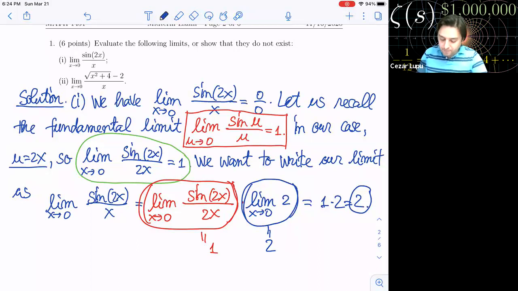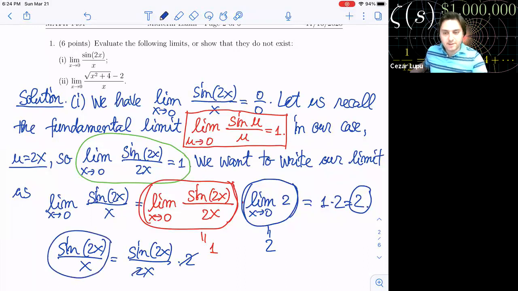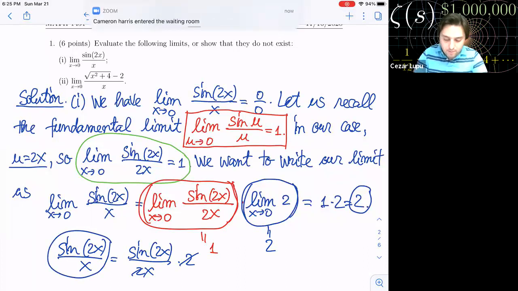You see the 2 here. So why did we get the 2? Look, because I have that sine of 2x over x. It is sine of 2x over 2x times 2, right? Without even putting the limit, we only have this expression. So the 2 will cancel and you will get exactly this. Does this make sense now? Diego?